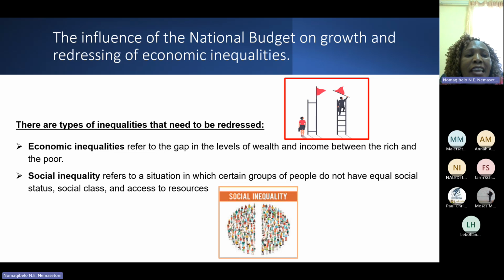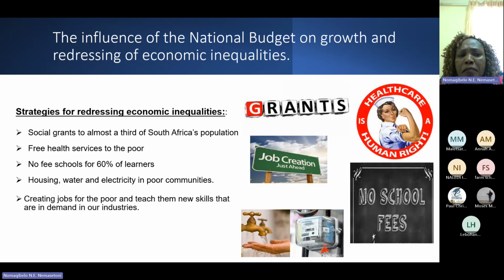And there are types of inequalities that need to be redressed. We need to redress the economic inequality as well as the social inequality. By economic inequality, we mean the gap in the levels of wealth and income between the rich and the poor. Whereas social inequality means a situation in which certain groups of people do not have equal social status, social class, and access to resources.